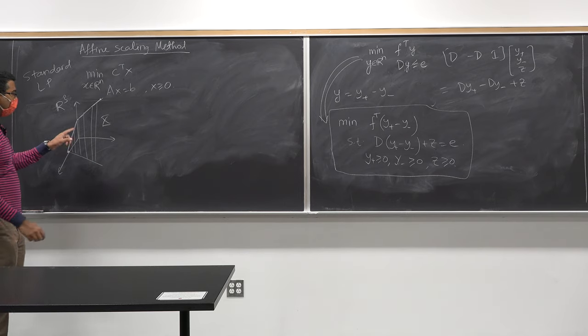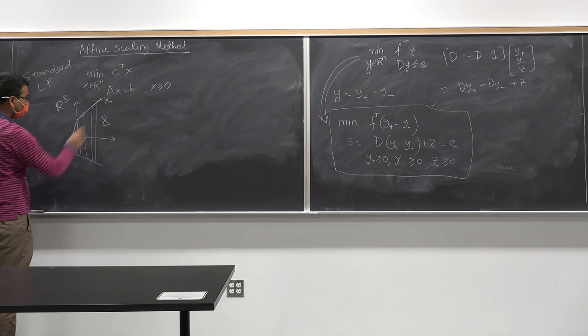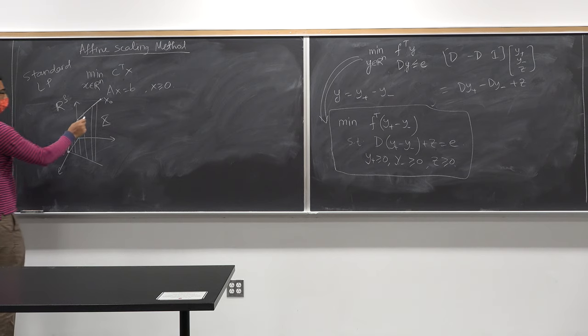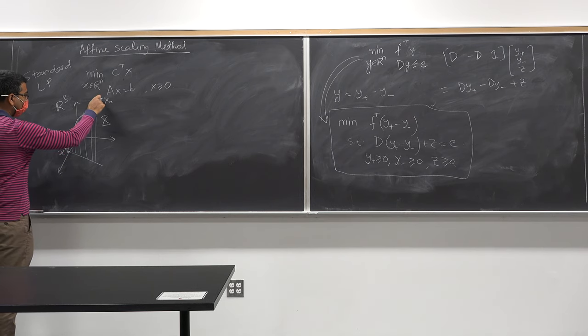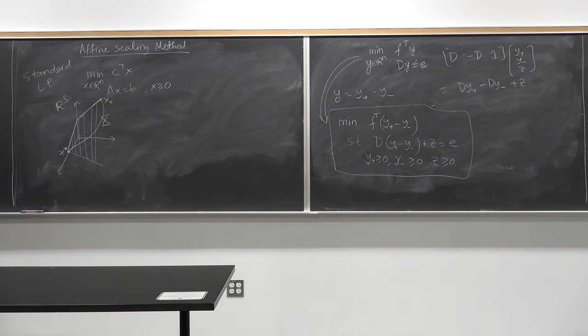The idea in affine scaling method is, look, if I have to travel to this particular point from here, this is my X naught. This is my X star. If I have to travel from X naught to X star, I could either go along the edge or I could actually go from the interior of the set. So I could literally just walk to the optimal point. So how do you do that? How do you come up with an algorithm that, instead of going along the edge, actually goes from the interior of the set and approaches X star in the limit? So that's the idea of affine scaling method, and that's what we are going to understand how to do.